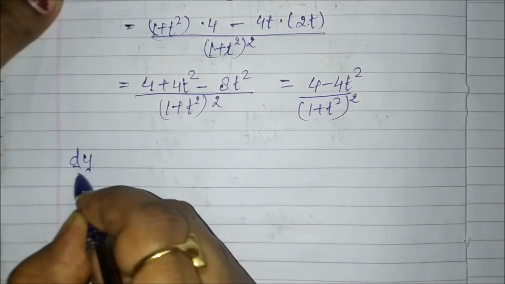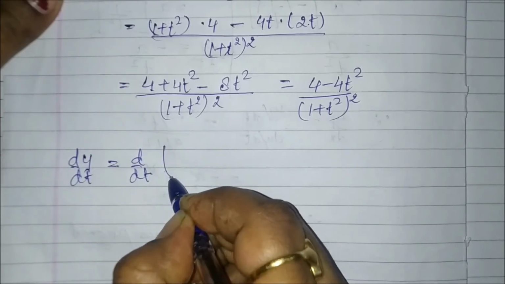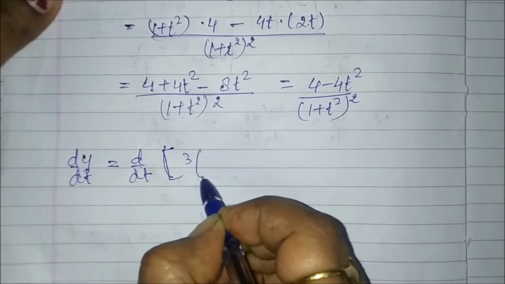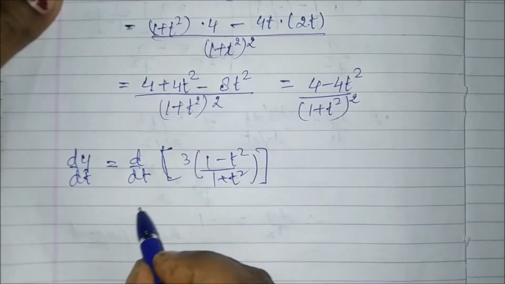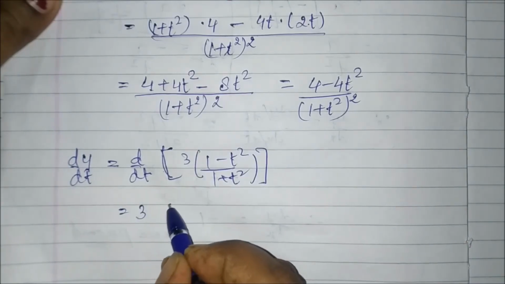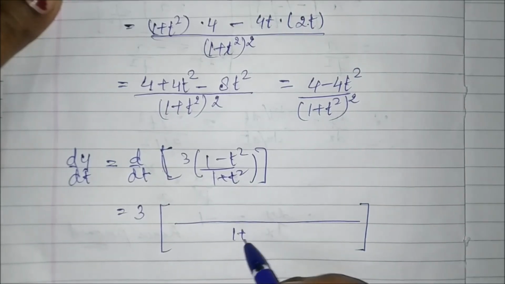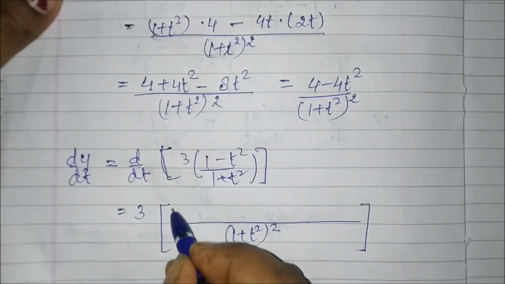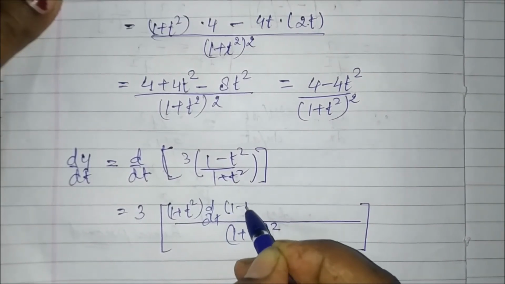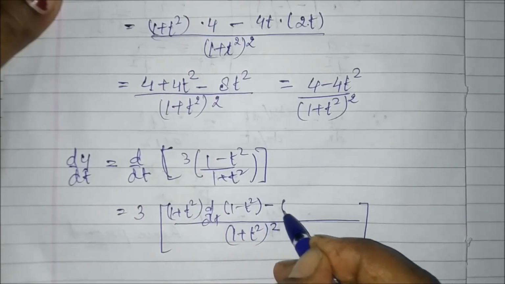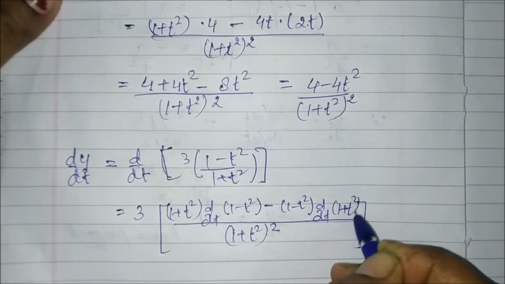dy by dt is equal to d by dt. What is y? y is 3 into 1 minus t square upon 1 plus t square. Take 3 outside, then d by dt of, denominator is 1 plus t square whole square, so 1 plus t square d by dt of 1 minus t square, again minus 1 minus t square d by dt of 1 plus t square.